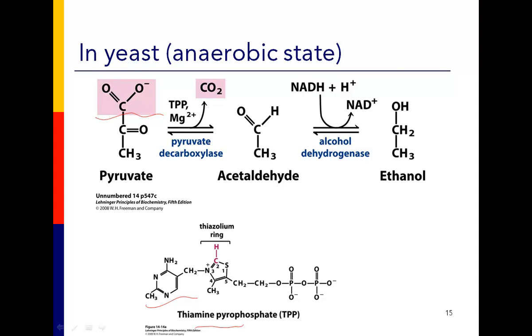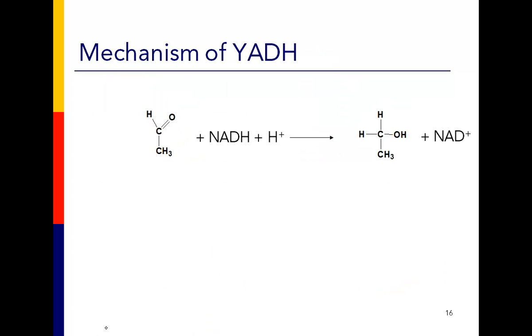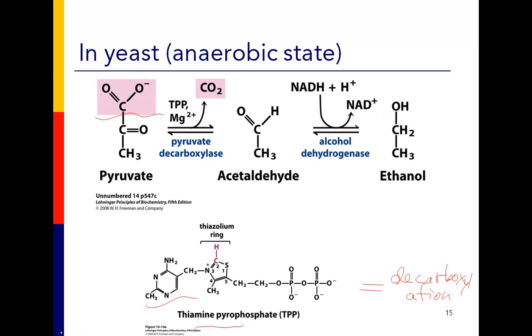So thiamine pyrophosphate, all I want you to remember is that those are often involved in decarboxylation reactions. That's a handy tip to remember if you're taking MCATs and other standardized exams. There's lots of cofactors that we're going to learn, so it's often useful to think about what those cofactors do in enzymatic reactions. Thiamine pyrophosphate is involved in decarboxylation reactions. So that's the first step. And then the second step is yeast alcohol dehydrogenase.